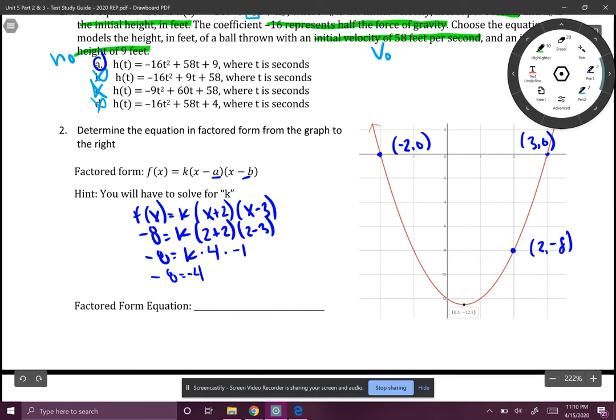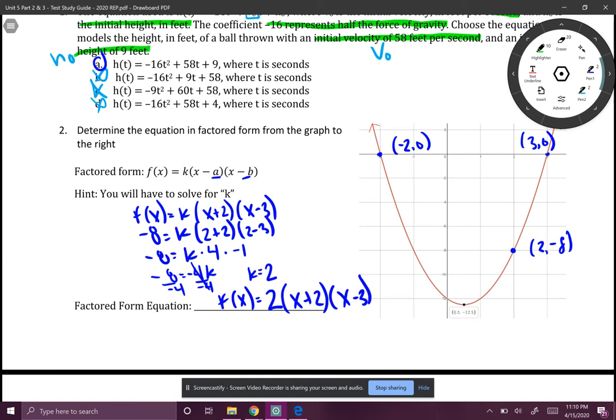So I have -4k. And then we divide both sides by -4. These cancel. -8 divided by -4 gives us +2. So my equation is f of x equals 2, because that's where k was, times x plus 2 times x minus 3. We were able to write our equation in factored form just by substituting in our zeros and another point.